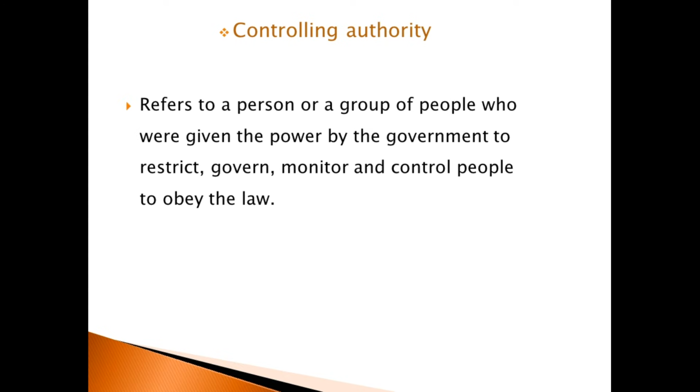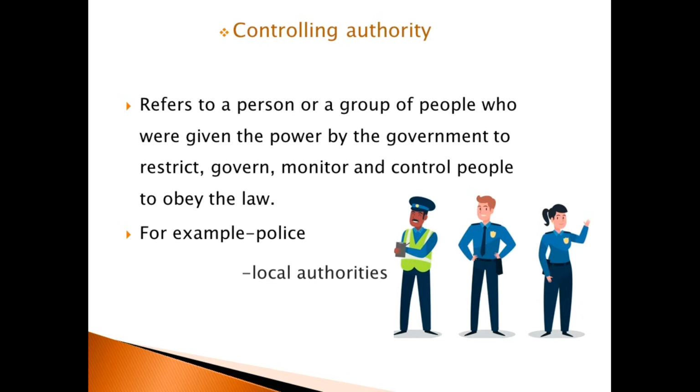Controlling authority refers to a person or a group of people who were given the power by the government to restrict, govern, monitor and control people to obey the law. The controlling authority, you should take note, is the one which enforces the laws. So law enforcement is done by the controlling authority. And the controlling authority includes the police, local authorities, and the courts.